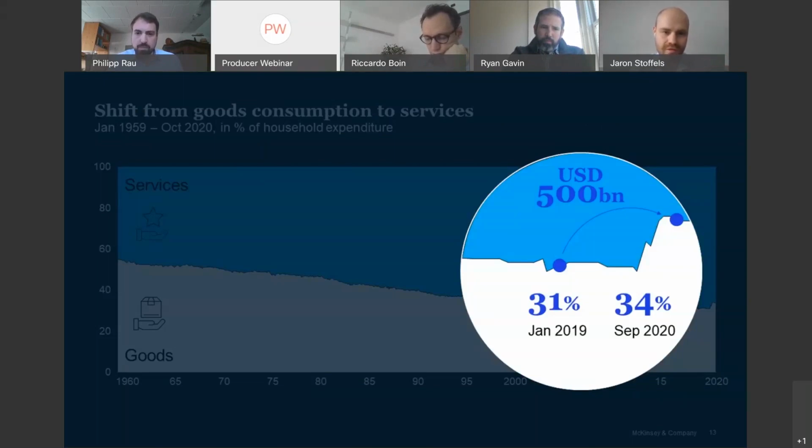$500 billion, right? So people were not able anymore to spend it on traveling, on restaurant visits, on hairdressers, and therefore they spent it again on goods. And that has led to increase in demand and caused these effects that we just saw, right? With the container vessels queuing in front of LA.